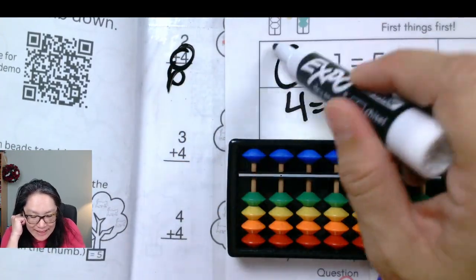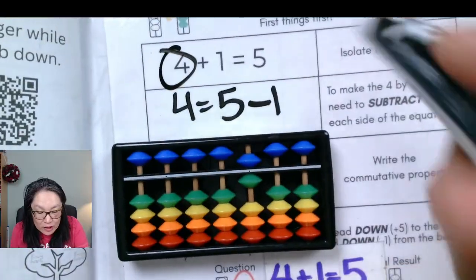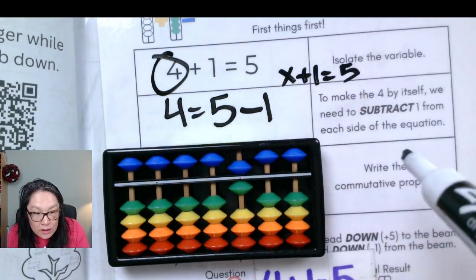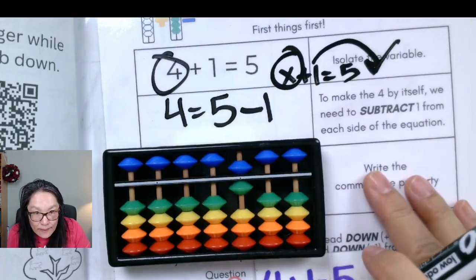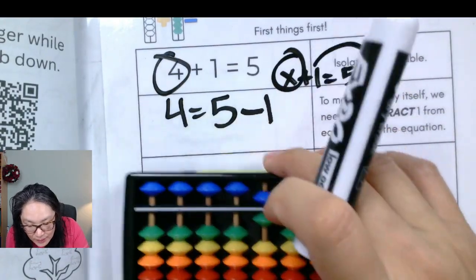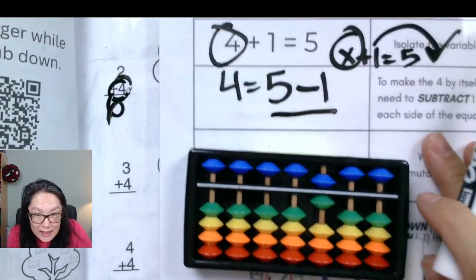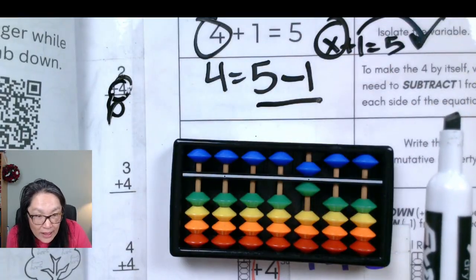So what did I do? I isolated this variable. This is an algebra terminology, right? I isolated the variable. It looks very familiar, right? It looks very similar to this. I moved the 1 to this side. And then what did I do? I substituted this information into the 4. So now I have this concept of how to add a 4.